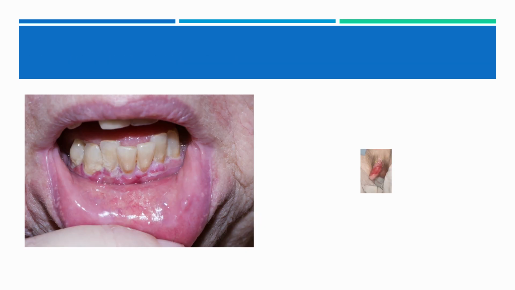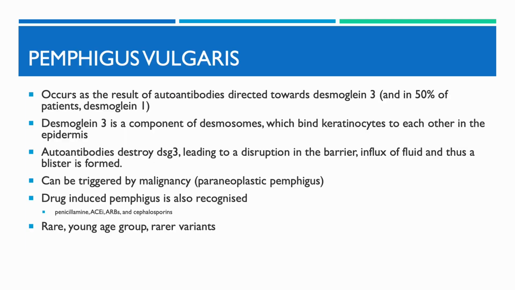Here are some more examples of cicatricial or mucous membrane bullous pemphigoid. The lady on the left has got inflammation of the gums. We call this desquamative gingivitis. On the right-hand panel you can see blistering, erosions and scarring of the penis.